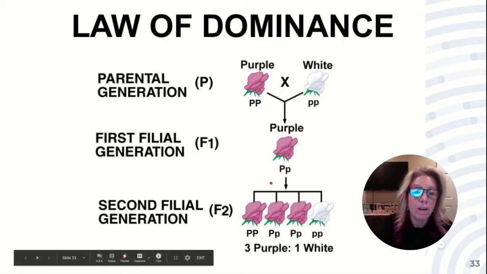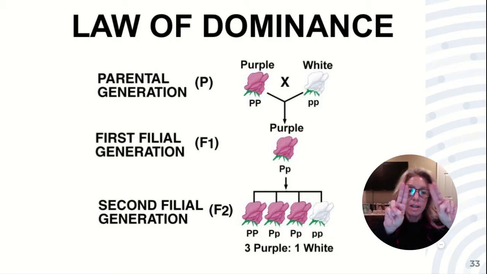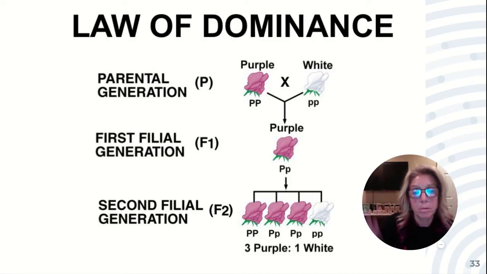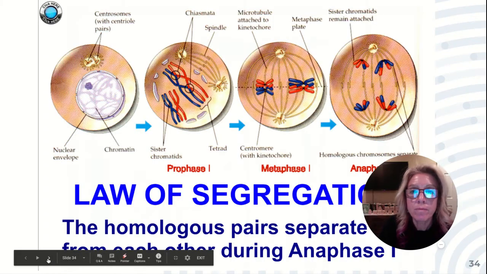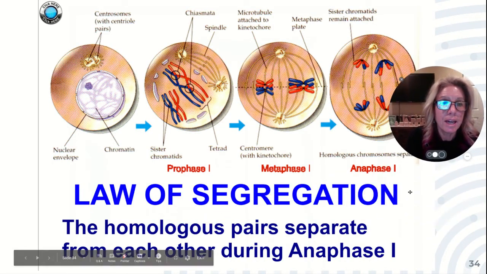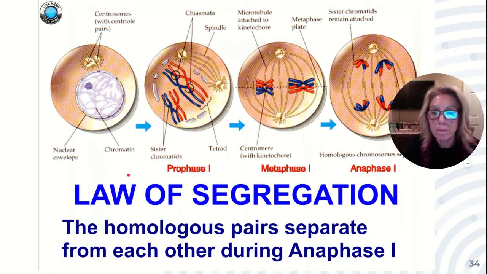Okay, and the law of segregation says you're going to separate the P's from each other, right? So you would be separating the big P's from the little P's, right? That is the law of segregation. And then you would separate the sister chromatids, but these would both be big P's and these would both be little P's. All right, and here, showing you again where the law of segregation takes place.